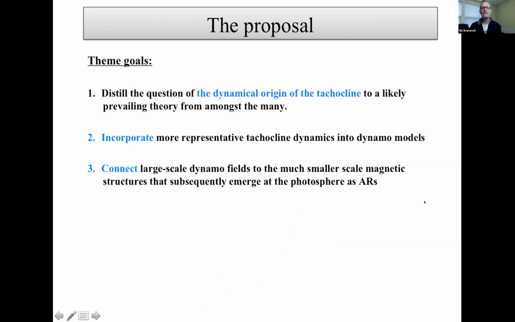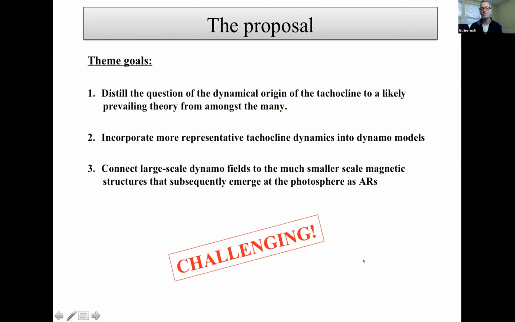In the proposal we had for the Tachocline theme, there were three major goals elucidated, and here they are. Number one, to distill the question of the dynamical origin of the Tachocline to a likely prevailing theory from amongst the many theories that exist already. Number two, to incorporate these ideas, then more representative Tachocline dynamics, into dynamo models. And number three, to connect large-scale dynamo fields to the much smaller scale magnetic structures that emerge as active regions in the end. Now, these are three extremely challenging goals.